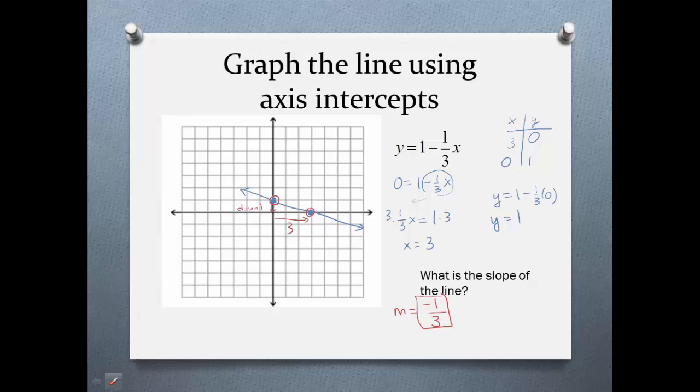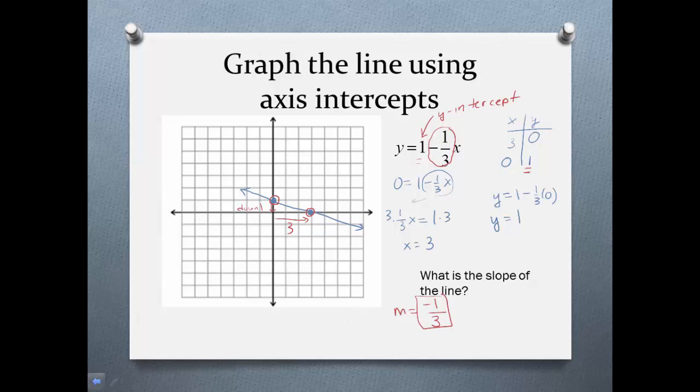Now what I want you to notice here is that this slope of negative 1/3 was actually in the equation right here next to the x. And the 1 that's right here, that's the constant term. That's one of your intercepts. It's the y-intercept. So this right here is the y-intercept.